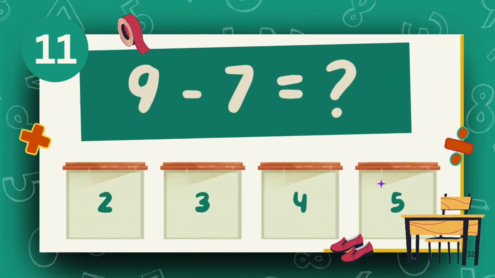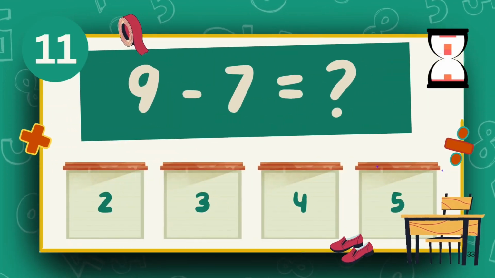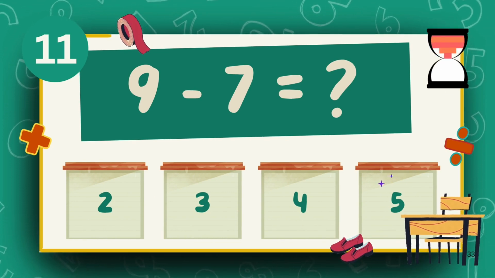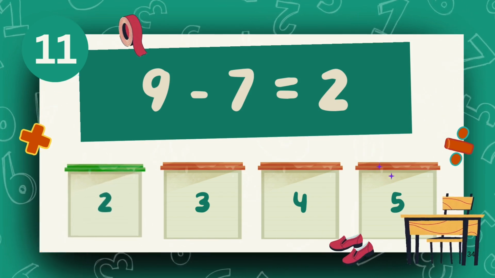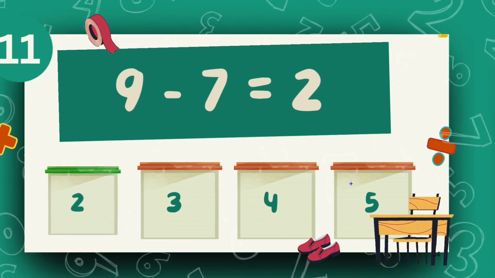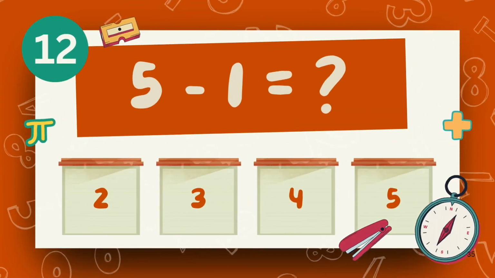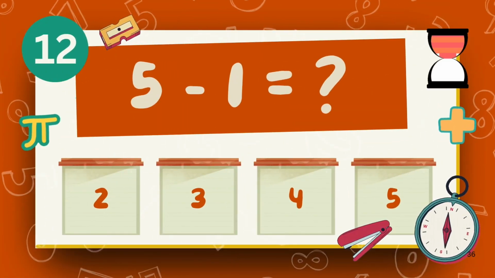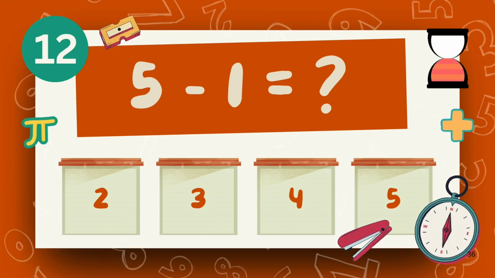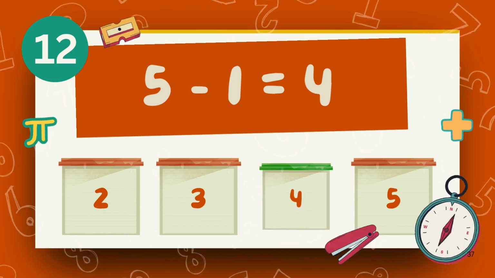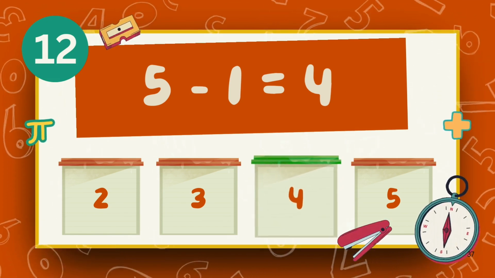What is 9 minus 7? The answer is 2. What is 5 minus 1? The answer is 4.